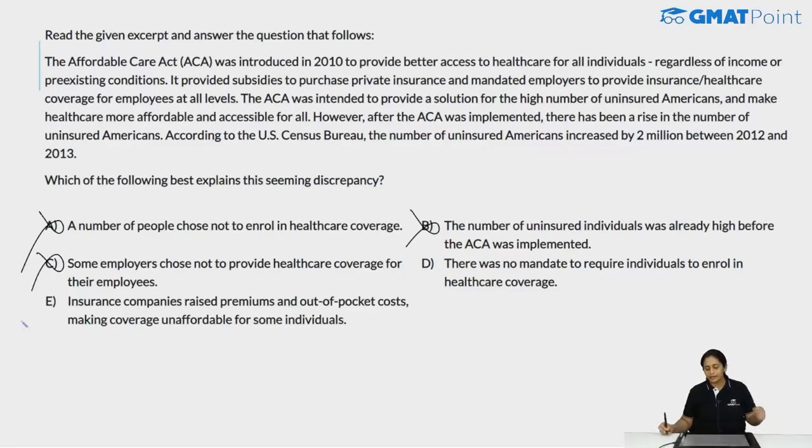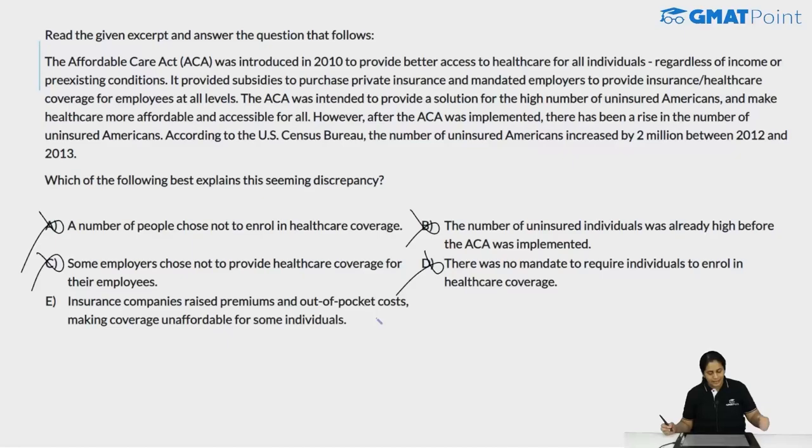D: There was no mandate to require individuals to enroll in health coverage. Again, A, B, C, D all give you examples of why it should remain stagnant. If the mandate was not there, there would be no impact. The number of uninsured would stay the same. Why did it increase? So D is not giving a reason for that either, and D can be eliminated.